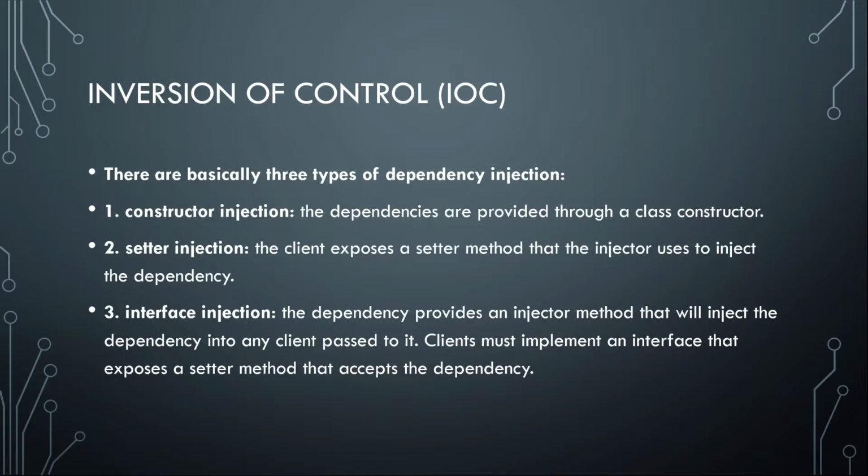There are basically three types of dependency injection. Constructor injection: the dependencies are provided through a class constructor. Setter injection: the client exposes a setter method that the injector uses to inject the dependency. Interface injection: the dependency provides an injector method that will inject the dependency into any client passed to it. Clients must implement an interface that exposes a setter method that accepts the dependency.